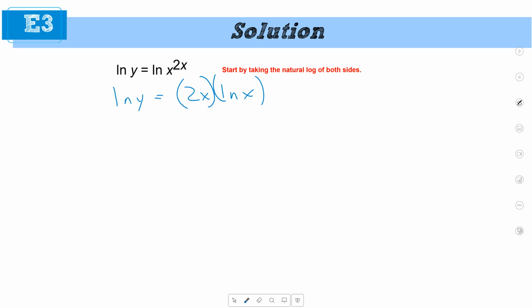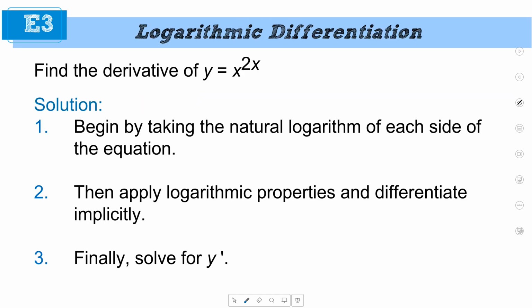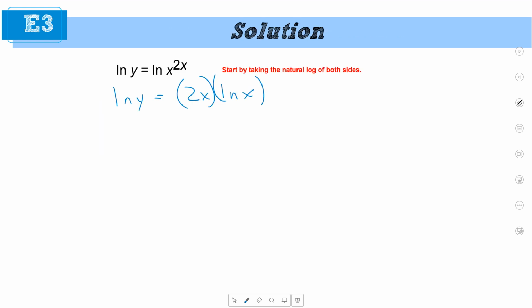Step 2. No, I lied. Step 3. No, step 2. Hold on. Step 2, differentiate implicitly. I can do that. What's the derivative of the natural log of y? 1 over y prime. Good. 1 over y prime, also known as y prime over y. Also known as u prime over u. That'd be, yes.